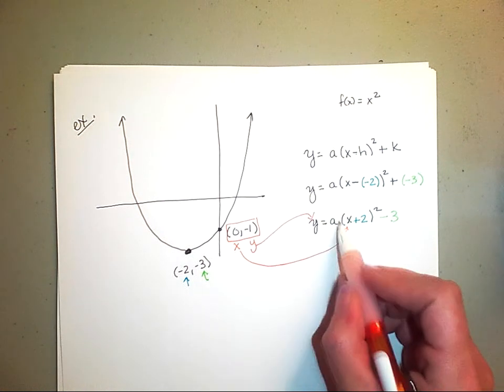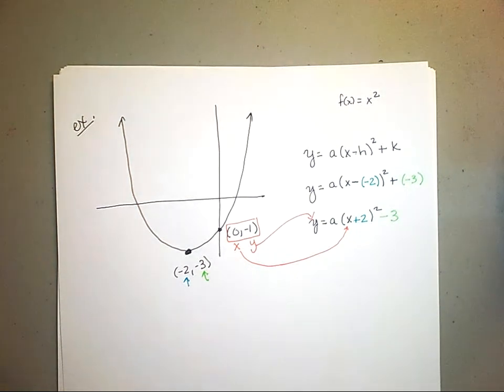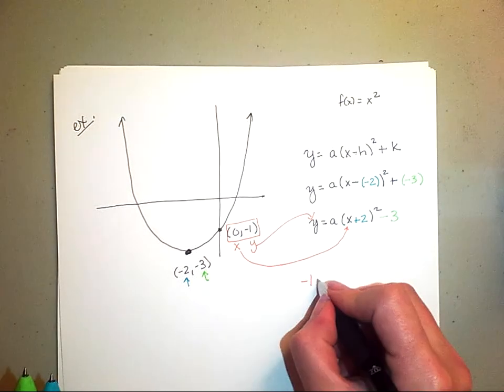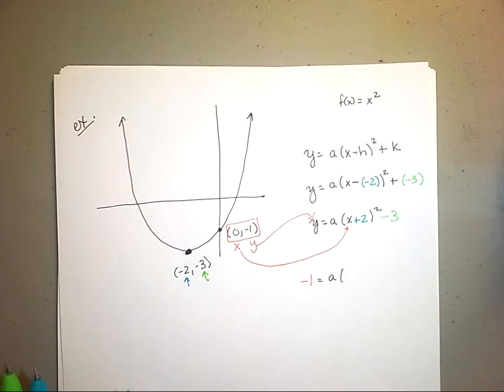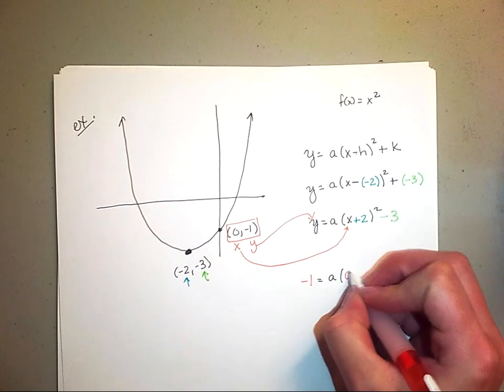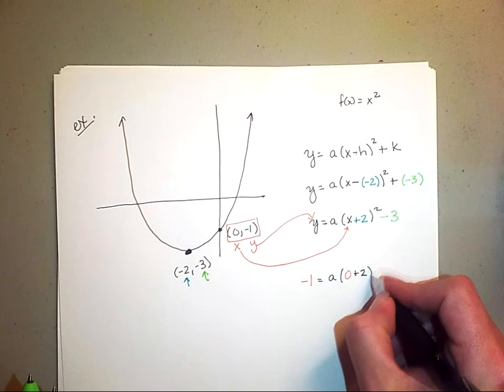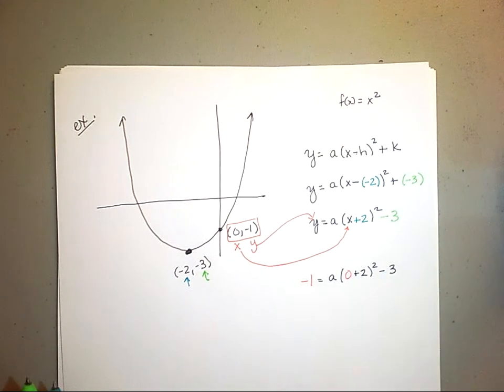And then the only variable we would have is a. Okay. So y is -1 is equal to a times x is 0. Now we can pick any point, but the y-intercept's a good one. Plus 2 squared and then -3.